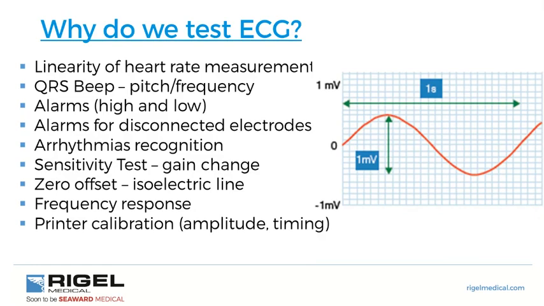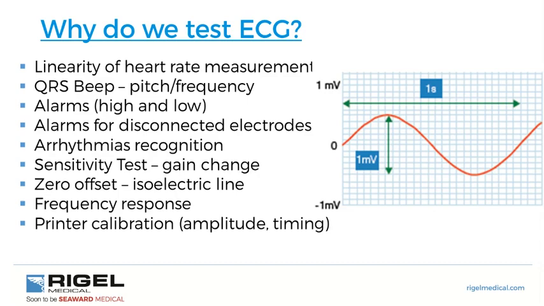So why do we test ECG? We want to look at the linearity of the heart measurement in regards to beats per minute. We want to look at the QRS beep, the frequency and the pitch of the beep, to make sure that it coincides with the R wave, because this is a clear indication for clinicians to follow. We look at alarms, the high and low settings of alarms. We look for the alarms of a disconnected electrode.